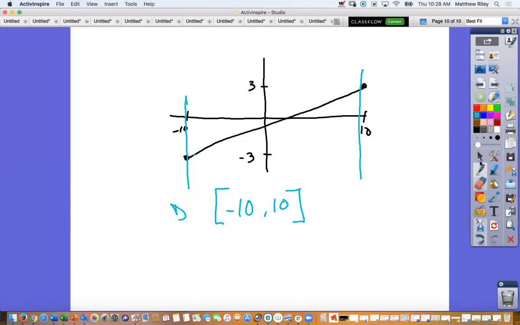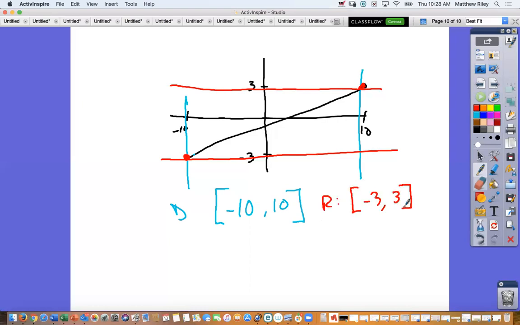Now your range, you've got to look at it differently. Your range is always going to be this direction to this direction, always low to high. So it's continuous. So hard stop at -3, it's continuous all the way up, going up. Hard stop at +3, so my range has to be -3 to +3. That makes sense? So your range, you're looking from low to high. Your domain, you're looking from left to right.